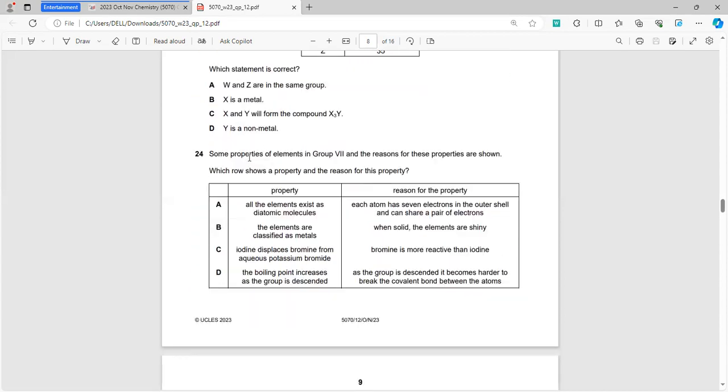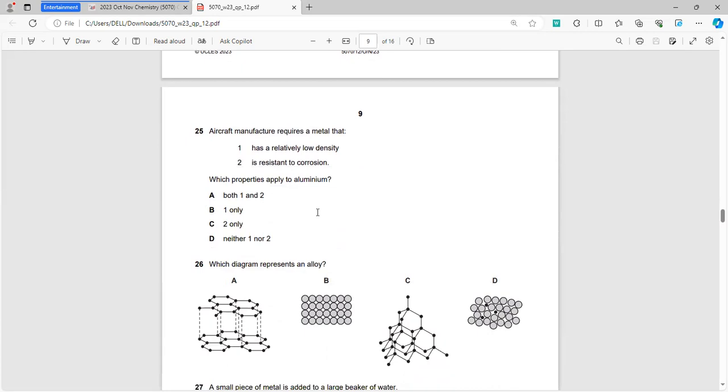Now on question number 24, what is the correct option? We all know that group 7 elements are known as diatomic molecules. For example, they are all written with a subscript of 2. For example, iodine is written as I2 and fluorine is written as F2, and they are all involved in covalent bonding because they share electrons and they are non-metal atoms.